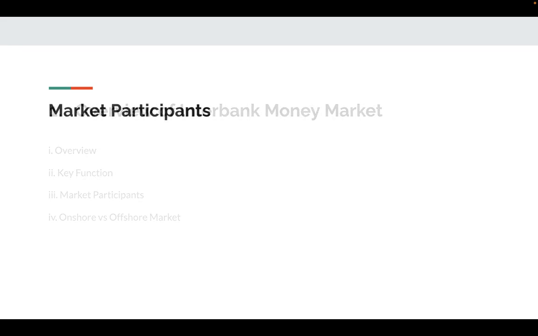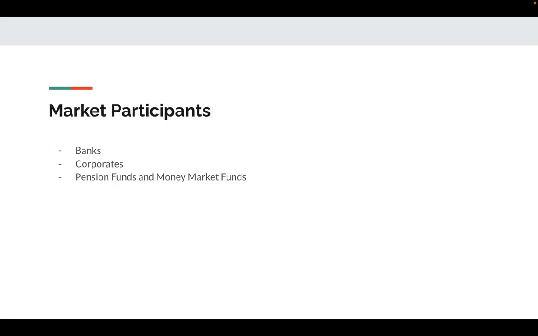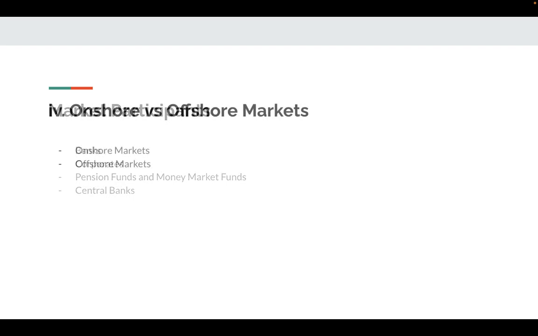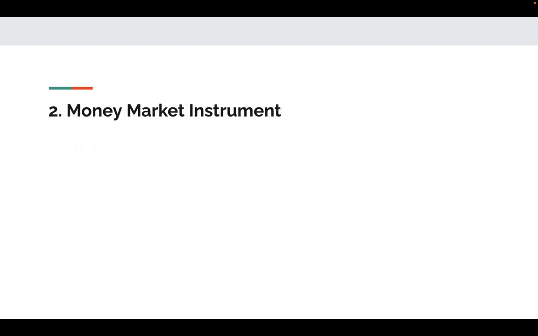Now, the second topic is money market instruments. So there are a couple of instruments through which the entire market works. First is repo.